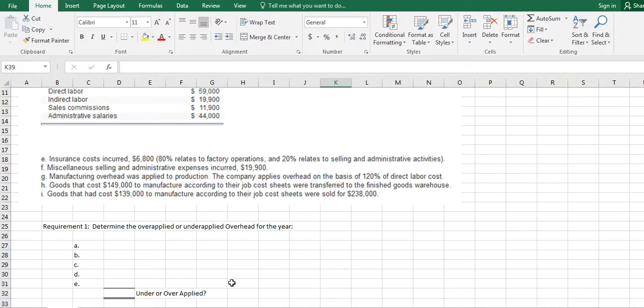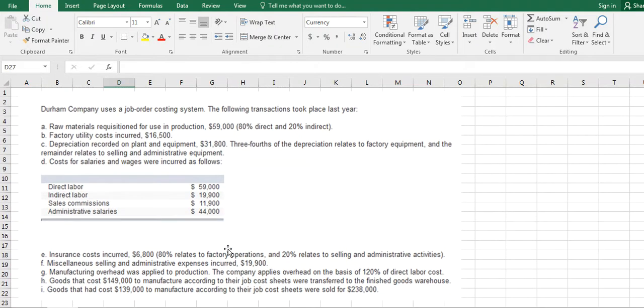So to do that, I've set up a little calculation here, so it's a little bit easier than y'all having to do it from scratch. But we need to work through each of these items up here and decide if they have to do with overhead, and if they do, to what extent.